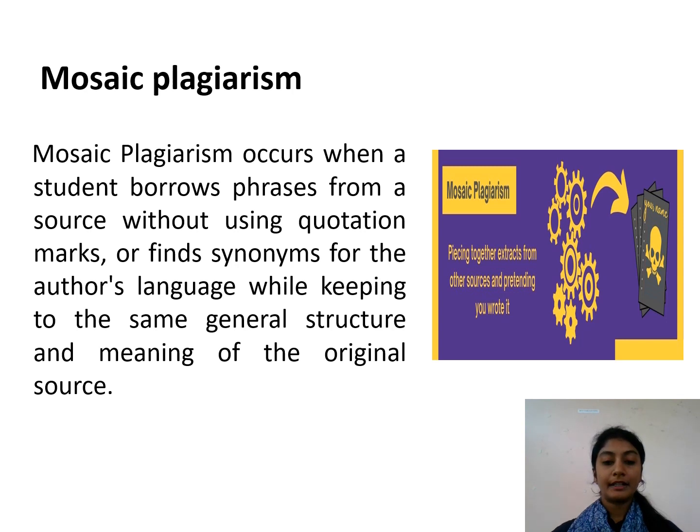Mosaic plagiarism. This occurs when a student borrows phrases from a source without using quotation marks, or finds synonyms for the author's language while keeping the same general structure and meaning of the original source. In this type of plagiarism, one takes some content from one source and some content from another source and makes it a new content. That means they patch together content from one source and another source. This plagiarism is also called patchwork plagiarism. So this is mosaic plagiarism.